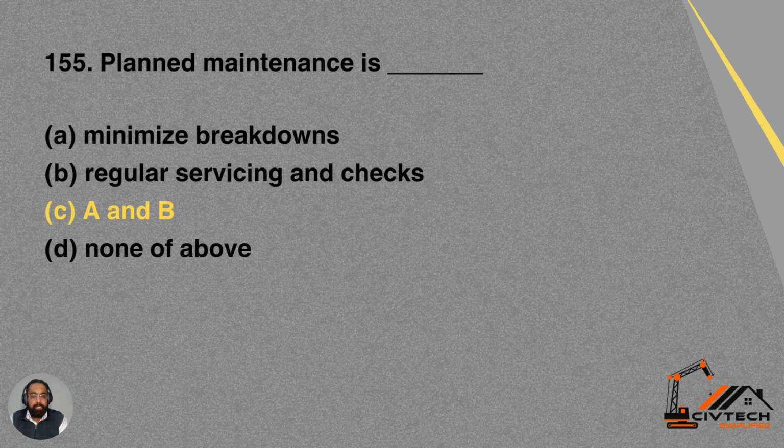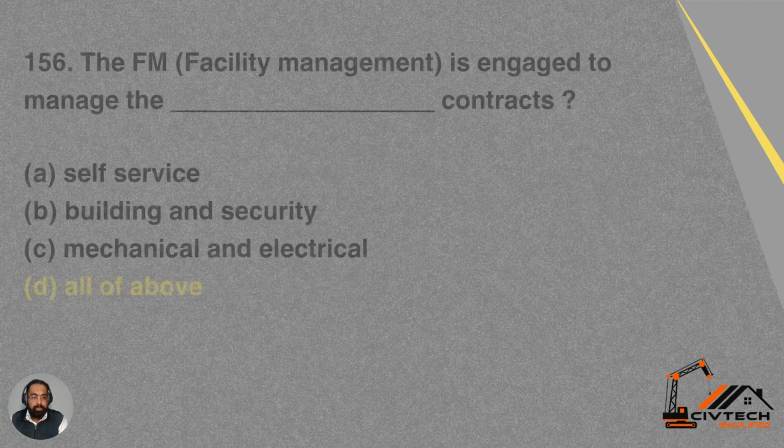155. Planned maintenance is dash. What is planned maintenance? Option A, minimize breakdowns. Option B, regular servicing and checks. Option C, A and B. Option D, none of the above. So in planned maintenance, the breakdowns are regularized as well as minimized, and services are being checked at regular intervals. So it's a planned maintenance. A and B both are the correct answers.